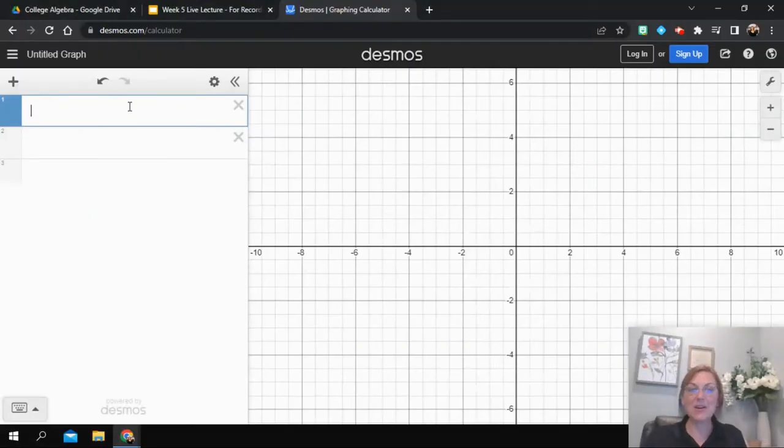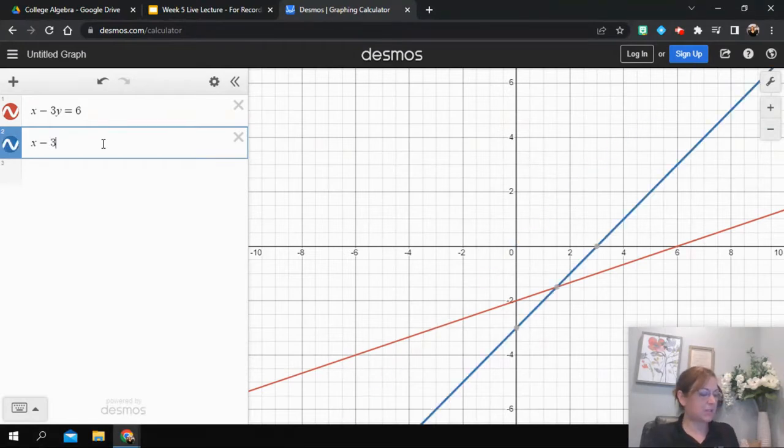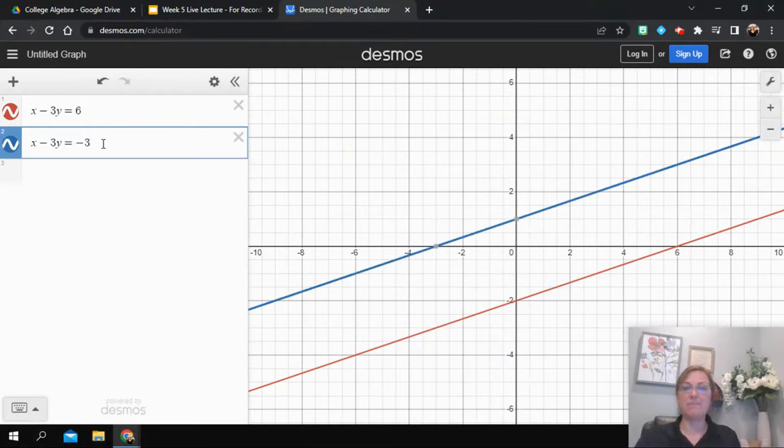All right, let's type in our equations. x minus 3y equals 6 and x minus 3y equals -3. So you've got a red and a blue line. Notice that they are parallel. And what do we know about parallel lines? They don't touch. That's right. So this is an example of where we have no solution. If the solution is where the lines intersect and they don't intersect, then we have no solution here.